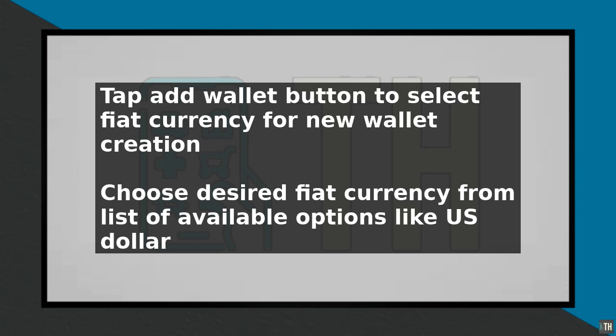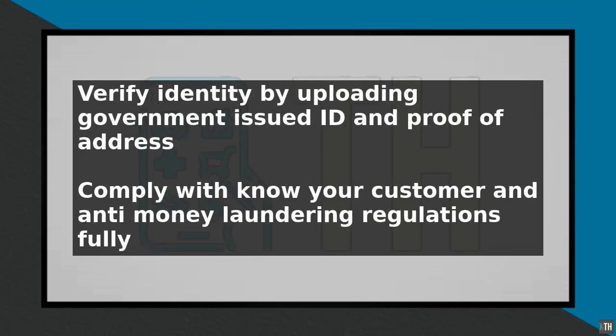You will then be prompted to verify your identity and comply with any relevant Know Your Customer and anti-money laundering regulations. This may involve uploading a government-issued ID, such as a passport or driver's license, and providing proof of address. After your identity has been verified, you can proceed to set up your fiat wallet.